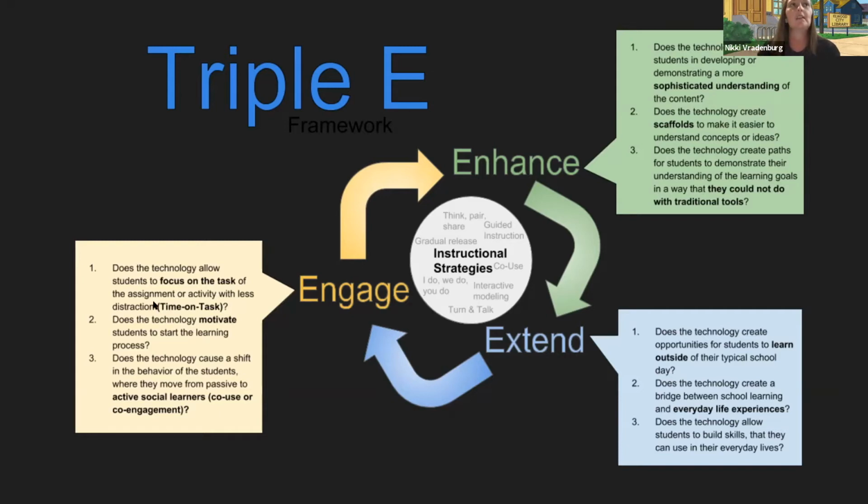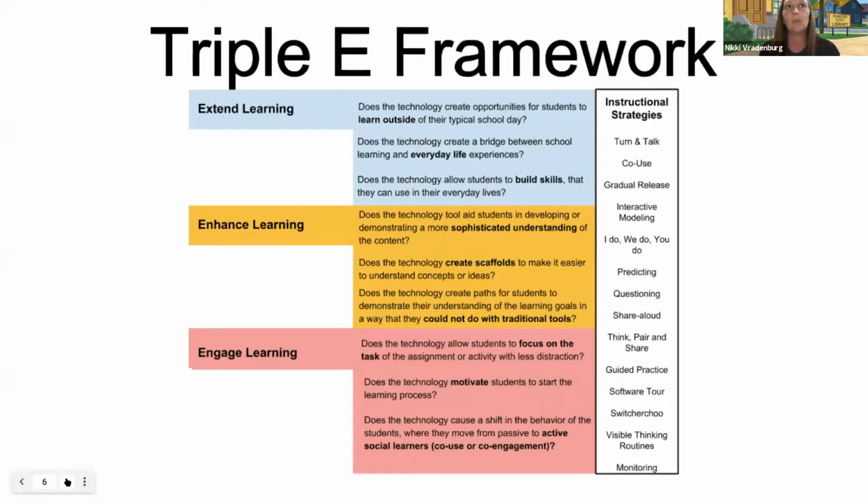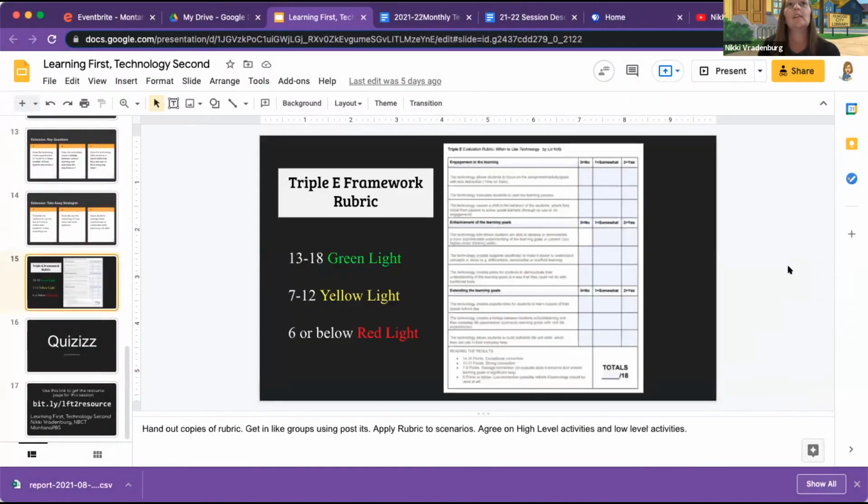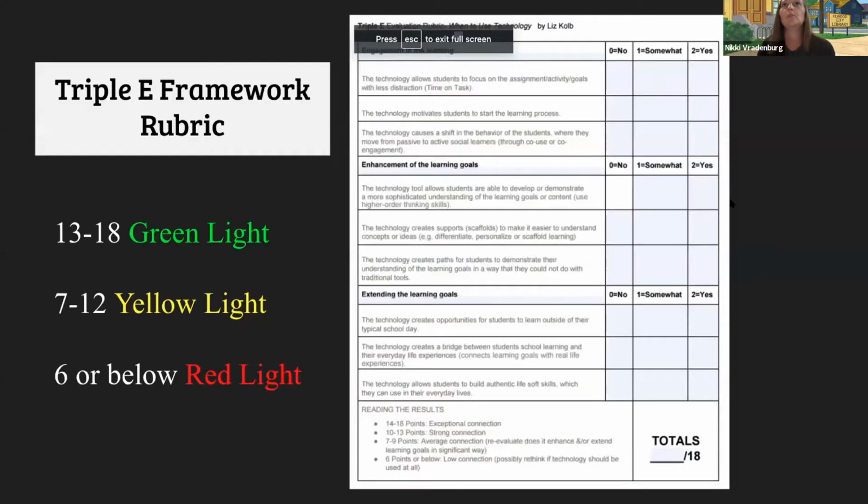So that's the example I like to give with the Triple E framework. You can get into this rubric, which we can put a link to in our show description, that allows you to rate your technology with no, somewhat, or yes. And then if your technology has a certain number of points down here, then it's really high on the EEE rating.